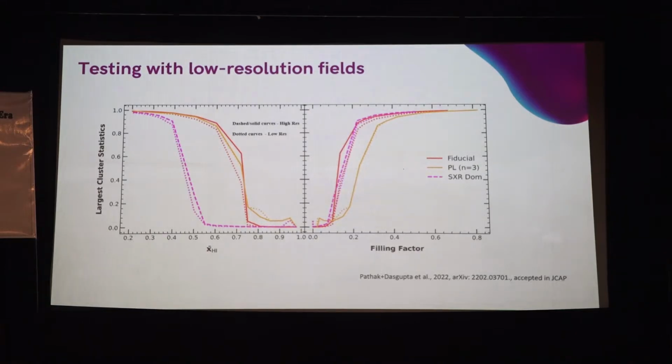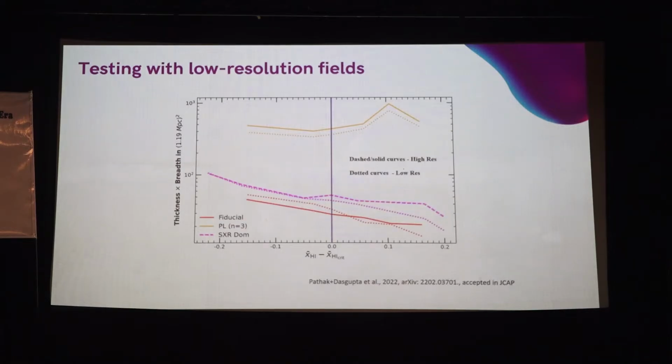And then we wanted to force in our simulation a grid spacing of 2.38 cubic megaparsec. And there also you see that the results are consistent with what we have found earlier. Similarly, the shape finder results are also consistent with our earlier findings.